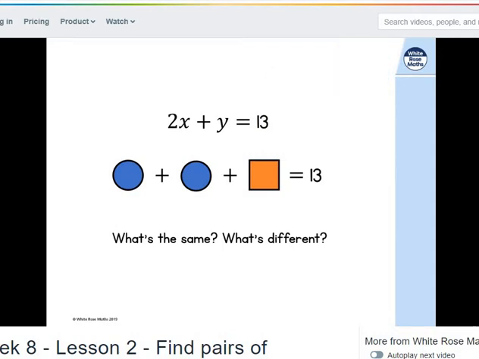Let's have a think about that. Let's do some substitution. If I substitute the two circles for two x's, and if I substitute the square for a y, I've got x plus y, which is the same as 2x plus y. So I could have represented that problem as, well, it could have been 2 squares plus a circle equals 13, for example.